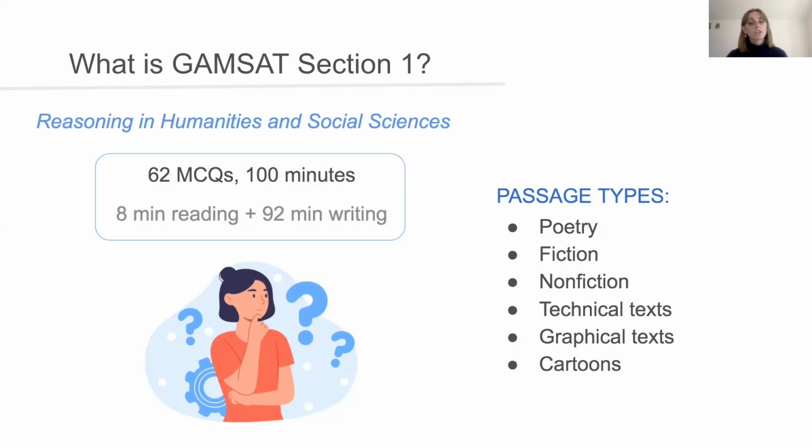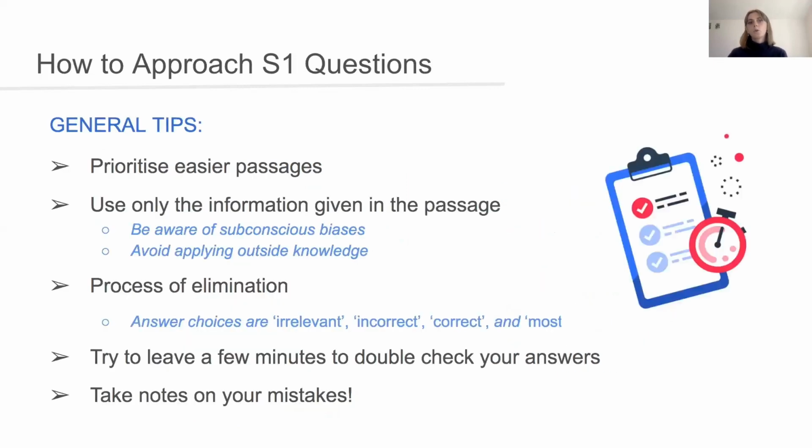So you'll have 100 minutes to complete the test, and this is broken into 8 minutes reading time and 92 minutes writing. So if we break this down, once the writing time starts, there's about 1.5 minutes per question. So one of the goals with Section 1 should be to get through all of the questions with reasonable confidence.